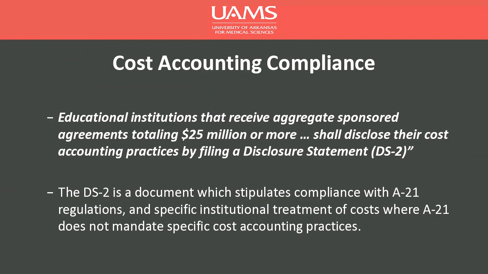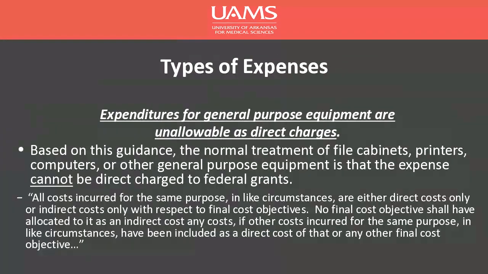Expenditures for general purpose equipment are unallowable as direct charges. Based on this guidance, the normal treatment of file cabinets, printers, computers, and other general purpose equipment is that they can't be charged to a federal grant. That's normal. But that's where there can be an unlike circumstance in the case of computers. If your project is something where you have to travel, or you need a patient to fill out a questionnaire, or you're going to be using iPads for a subject to complete information, or you're traveling to a location, then that can be an allowable cost. But again, that is one of those things that you have to have prior approval for.